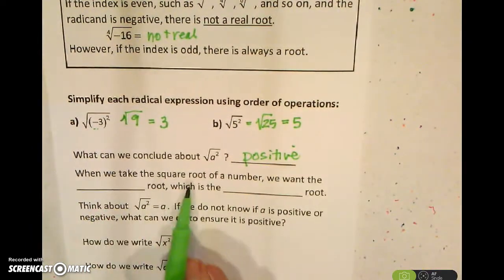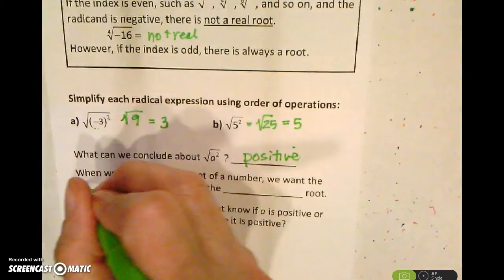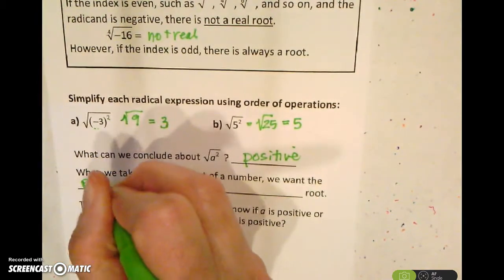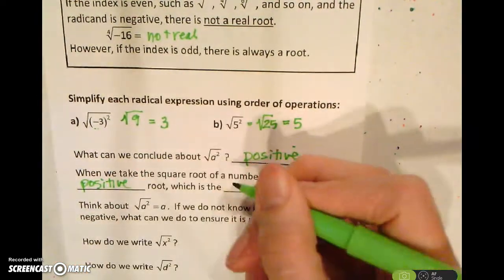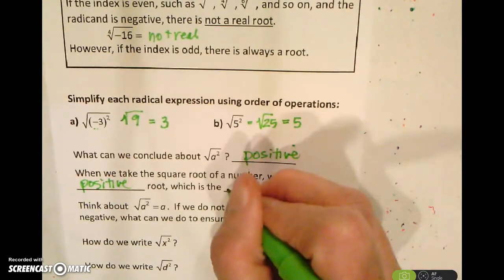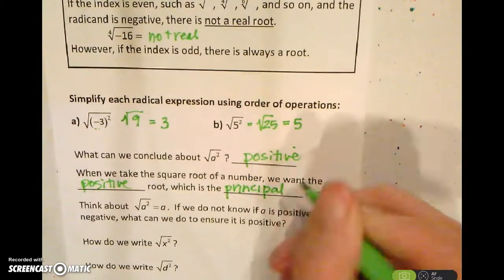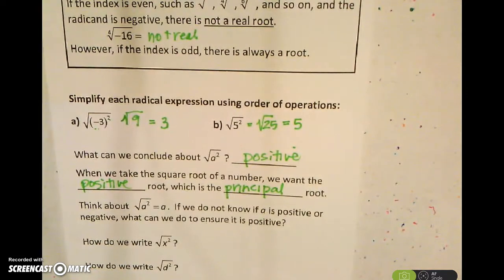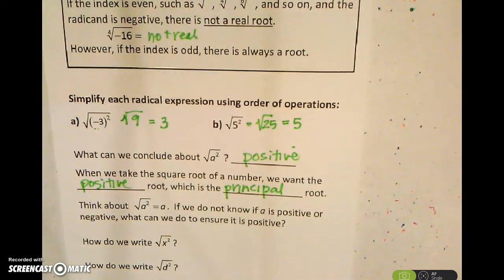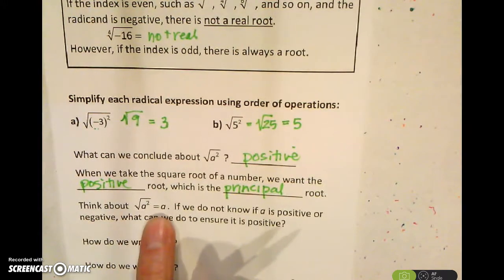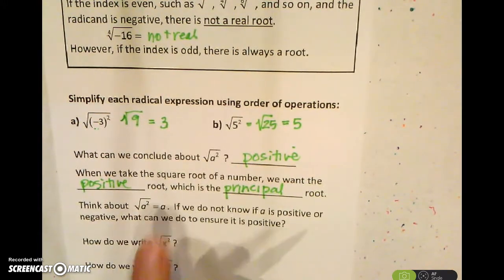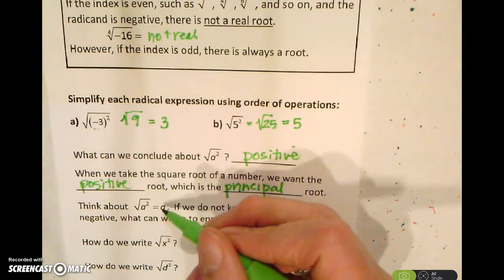So when we take the square root of a number, we want the positive root, which is the principal root. I think I probably reversed those two words. You get the idea though. So we want the positive or principal root. So think about the square root of a squared is equal to a. So we say that, but we don't really know what a is, do we?